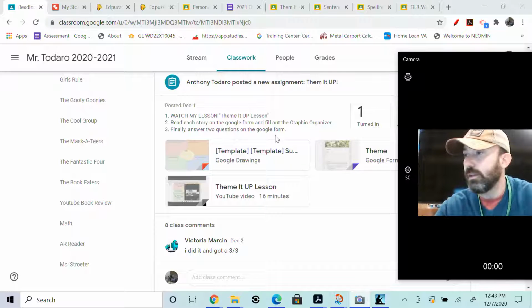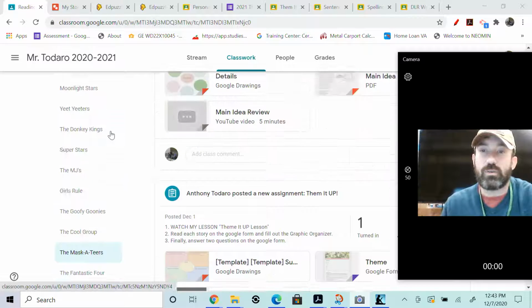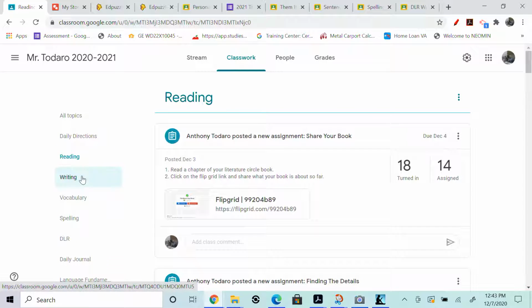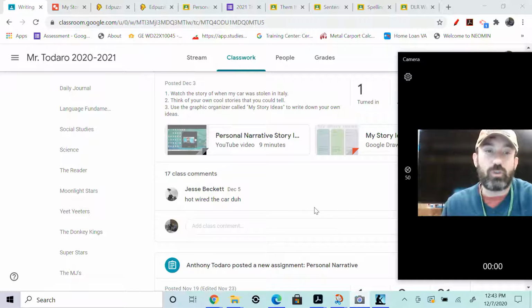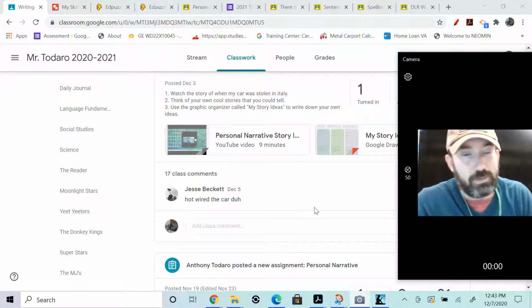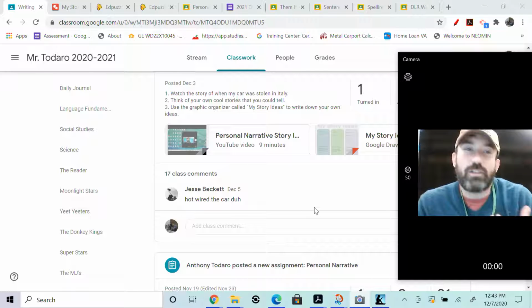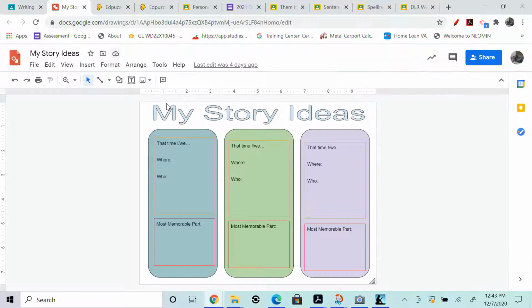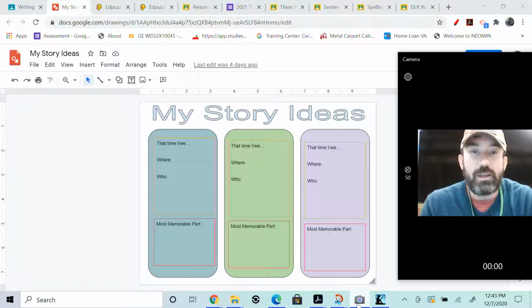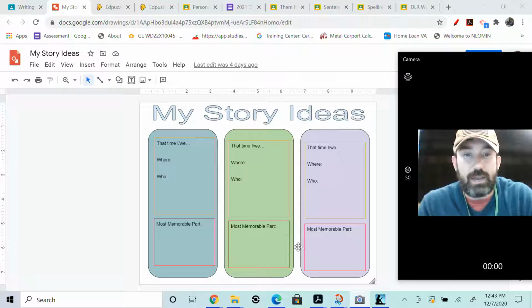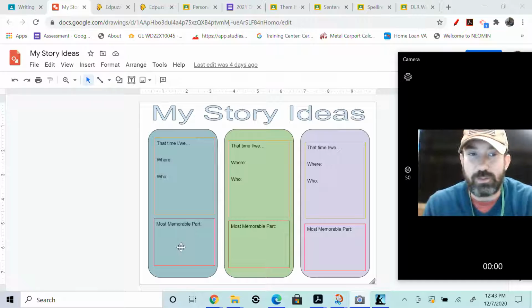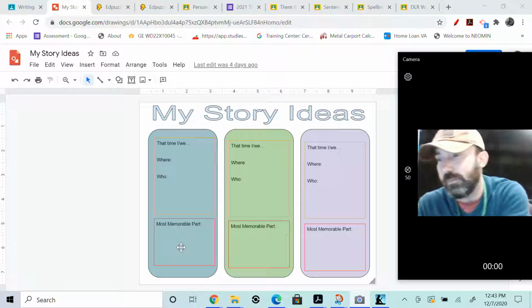Then, personal narrative, that's under writing up here, okay? Right there under writing. I shared a story about when I was in Italy and I got my car stolen, to teach them how to tell a story, personal narrative. And then I modeled how to do this graphic organizer, which is simply Caitlin coming up with three stories of her own. That's what I want her to do. Three story ideas, and then don't forget to have her add the most memorable part of each of her stories. Think of experiences that she could tell about.